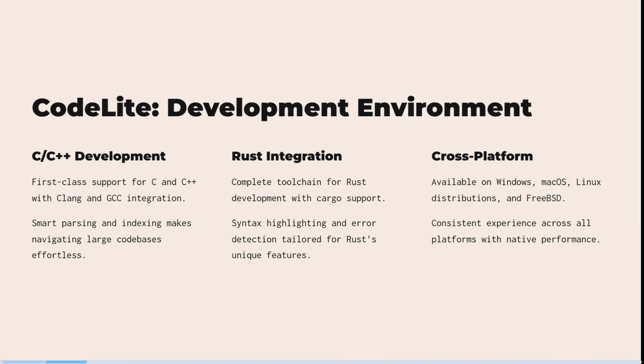Having a look at their development environment, you get first-class support for C and C++ with Clang and GCC integrations. Their smart parsing and indexing makes navigating large code bases quite effortless. It comes with a complete toolchain for Rust development and cargo support. Syntax highlighting and error detection are tailored for Rust's unique features. It's available on Windows, Mac, Linux, and FreeBSD. The consistent experience across all of the platforms with native performance really is fantastic.